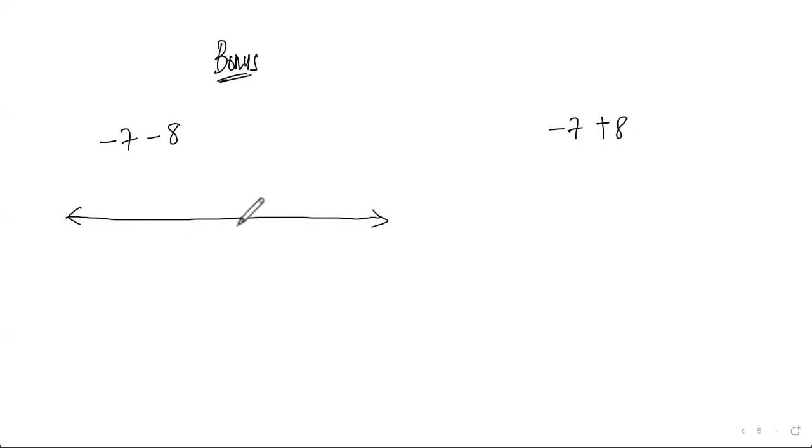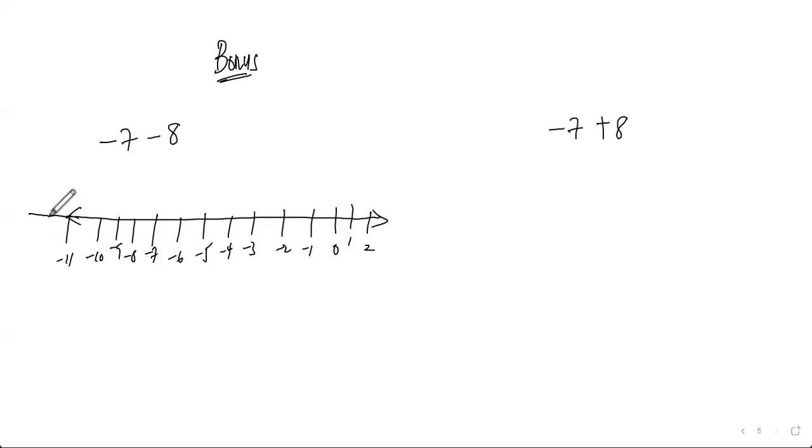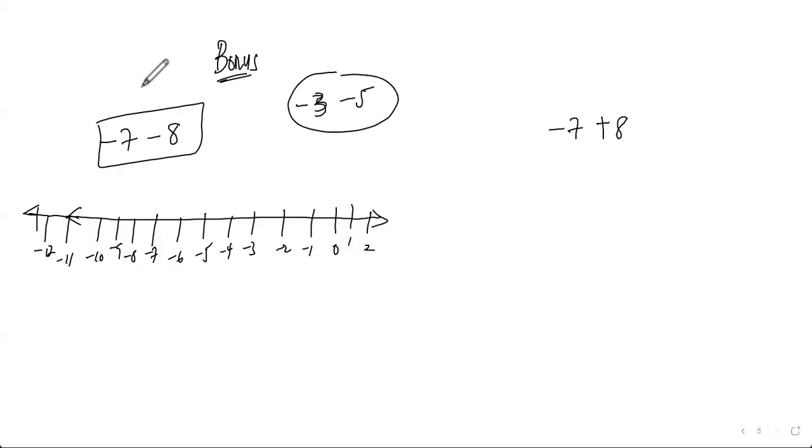Let's say this is 1, this is 0, this is 2, you understand? This is -1, -2, -3, -4, -5, -6, -7, -8, -9, -10, -11, -12. Let me just stop it. I think I'll not be able to solve this problem, but I will solve something similar to it. Let us just do maybe -3, -5. With this understanding, you can solve this particular question.